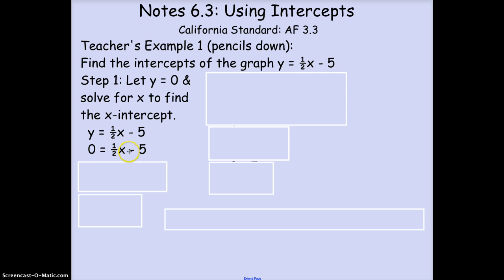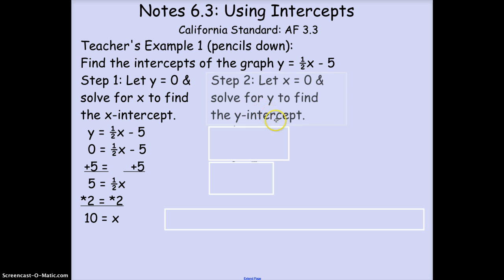So I plug it into my equation. Now I need to use inverse operations to get x by itself. Add 5 to both sides. Then I want to divide, since I'm undoing this multiplication, but remember we never divide when working with fractions. We multiply by the reciprocal, which would be 2. Multiply both sides by 2, and I end up with x equals 10. So when y is 0, x will be 10.